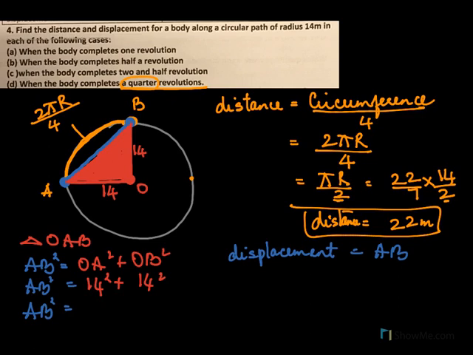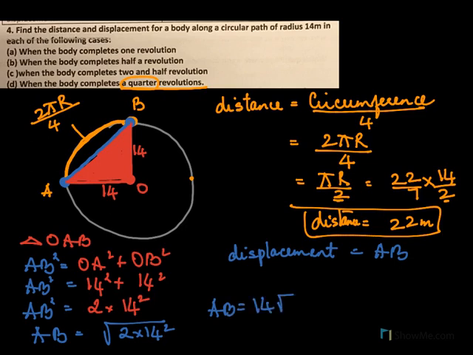There is 14 square and there is 14 square. How many 14 squares do you have? You have 2 times 14 square. So your AB will be the under root of 2 times 14 square. And your AB will be equal to 14 under root 2, which is your displacement. 14 under root 2 meter will be your displacement. So this is 14 under root 2.